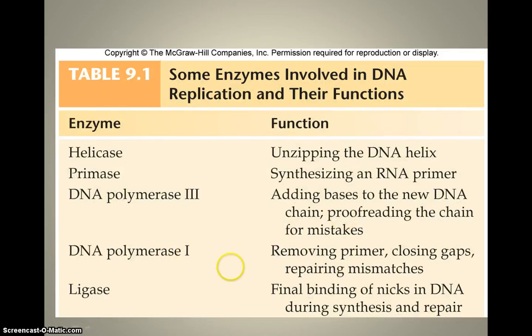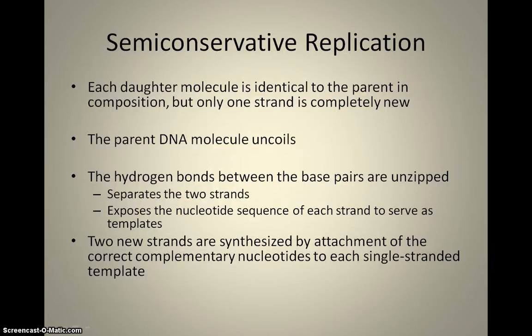Now, DNA polymerase 1, its job is to remove the primer, and we'll talk about why that is later, close gaps, and we'll talk about how those arise, and repair any mismatches that may have arisen. It does a little bit of proofreading. And then ligase finalizes by binding together the pieces of DNA at the end. All right, so again, this is just a real quick overview. Now I'm going to go through this whole process in detail, describing where these enzymes are in play.